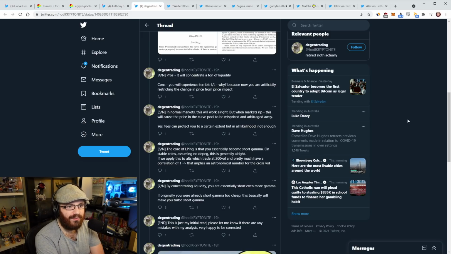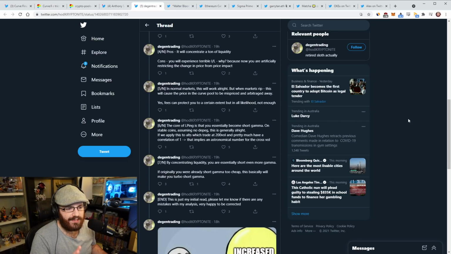But with Curve here, from what I'm understanding, because they're trying to cover and restrict the change in price from the general price impact of the wider markets, you're going to need a lot more fee revenue to make up for that impermanent loss. And that's the bet that you make, that the fee revenue is going to be greater than the impermanent loss, I think. And this also, I guess, applies to Uniswap v3 with concentrated liquidity as well.